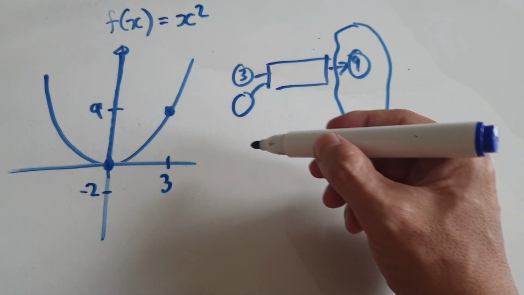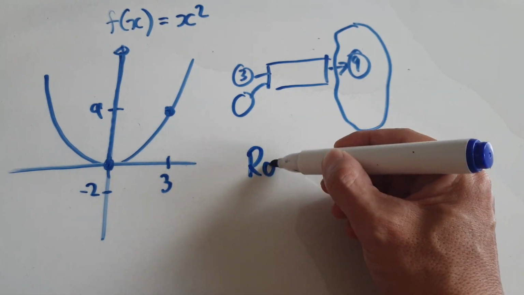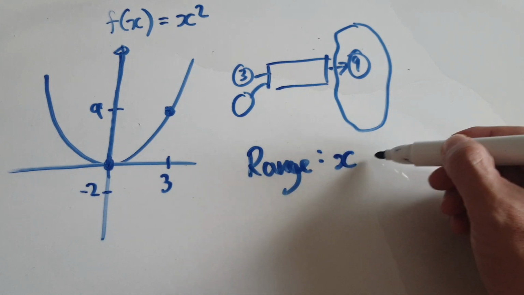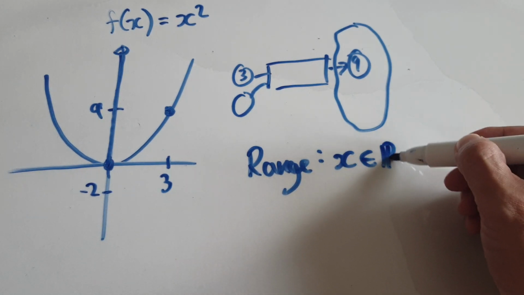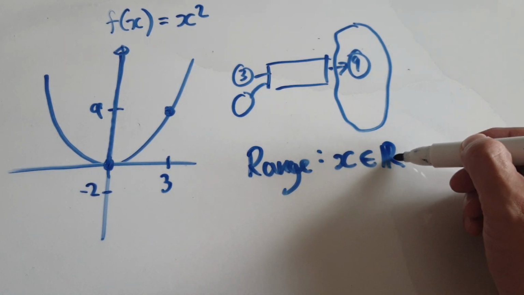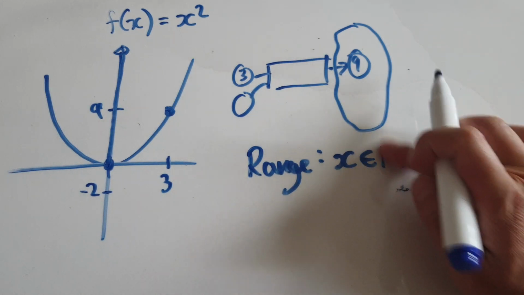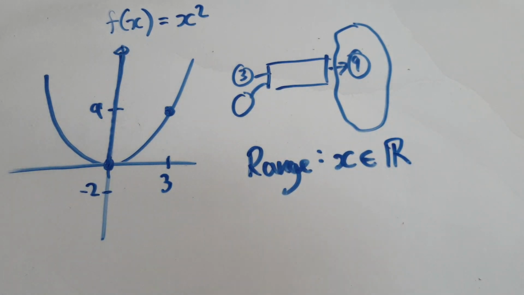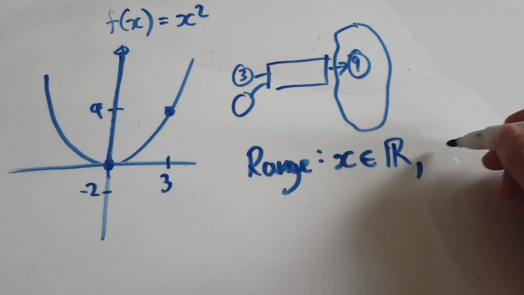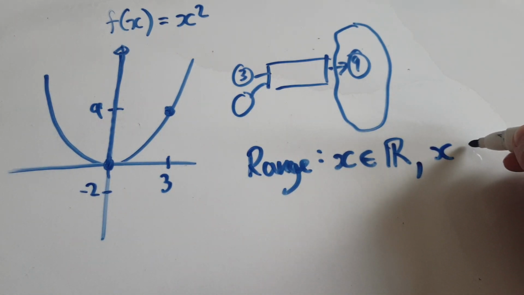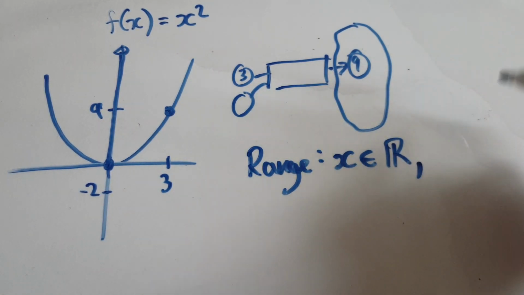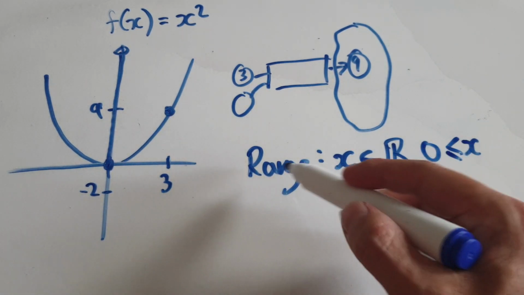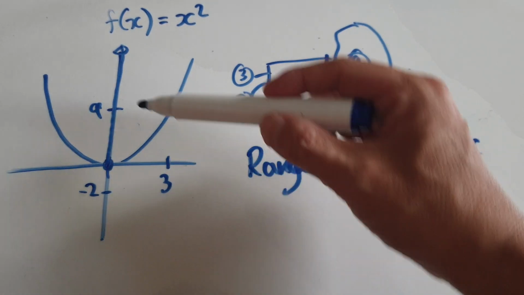So when you come to state the range, there are lots of ways of stating the range. Range: x belongs to anything on the real number line. So this symbol here means belongs to. The real number line you would write as a fancy R like this, and then a comma, and then x must be greater or equal to 0. So this is how you would state the range.